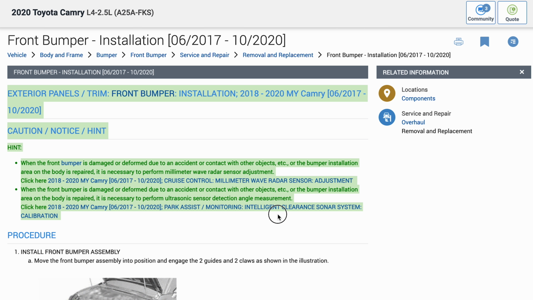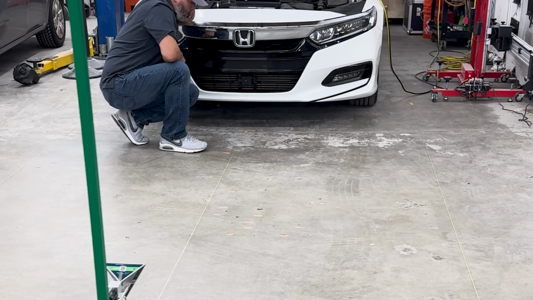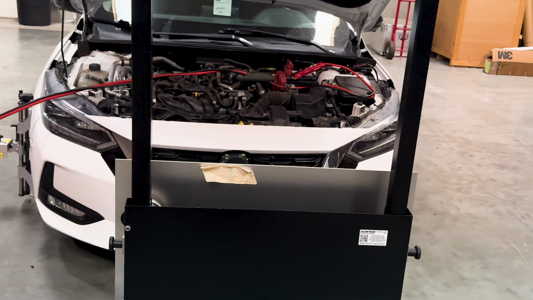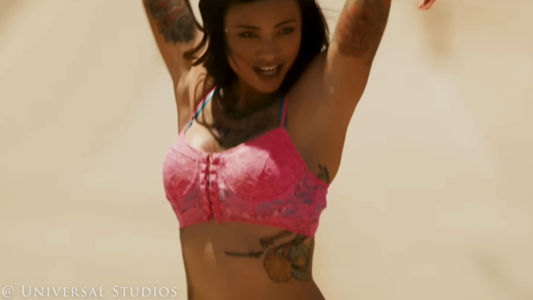When it comes to repairing modern vehicles, understand calibrations are not going away. Do them now and learn early before you get left behind. Let's smash this party up.